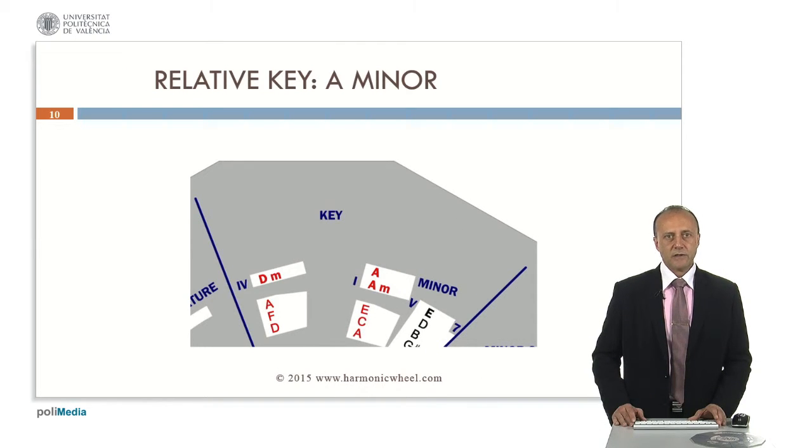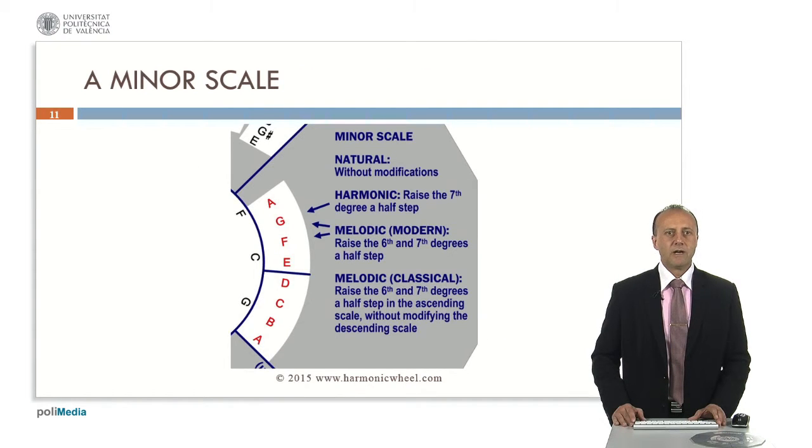If we go to the relative minor, this is A minor, we put it in the upper part of the abacus, and then we find on the right the natural minor scale, A, B, C, D, E, F, G, A. We find also the directions for obtaining the harmonic and melodic minor scales. The harmonic minor scale is obtained by raising the 7th degree a half step. In the case of the melodic minor scale, we have two possible versions.